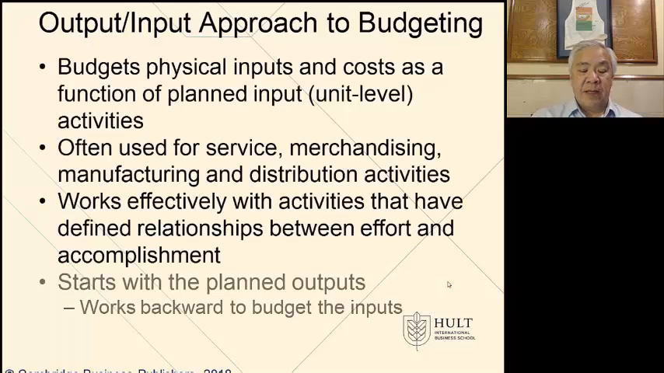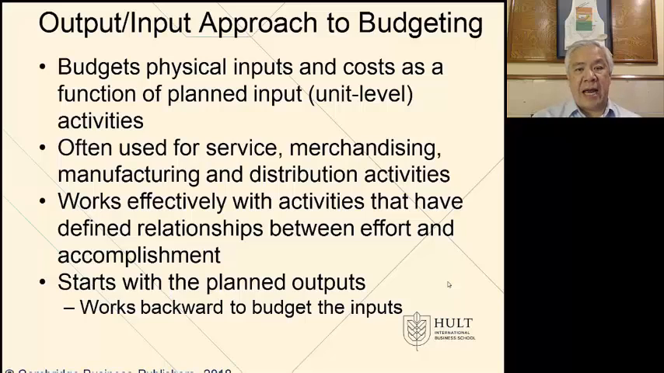First, input-output is where we look at things at the unit level, and this is best characterized if we're manufacturing a product. So you have raw materials, we have direct labor, so it's fairly specified what is going into each product. These could be used for service businesses as well. We mentioned that job costing allows us to price the building of a house or the conducting of a consulting exercise. Third is it works effectively where there's a defined relationship between effort and accomplishment, namely input and output.